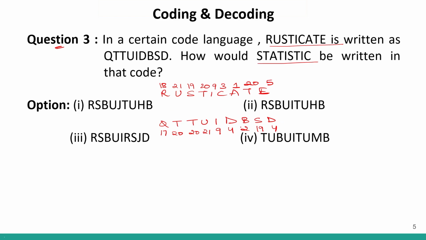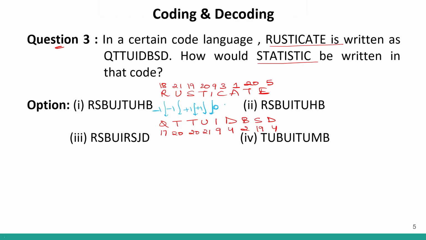Now I'm trying to find a pattern. If I'm looking for patterns, basically I can see this is +1, this is -1, correct? So this is -1 and this is also -1. This is +1, this is +1, this is 0, basically no change, correct?